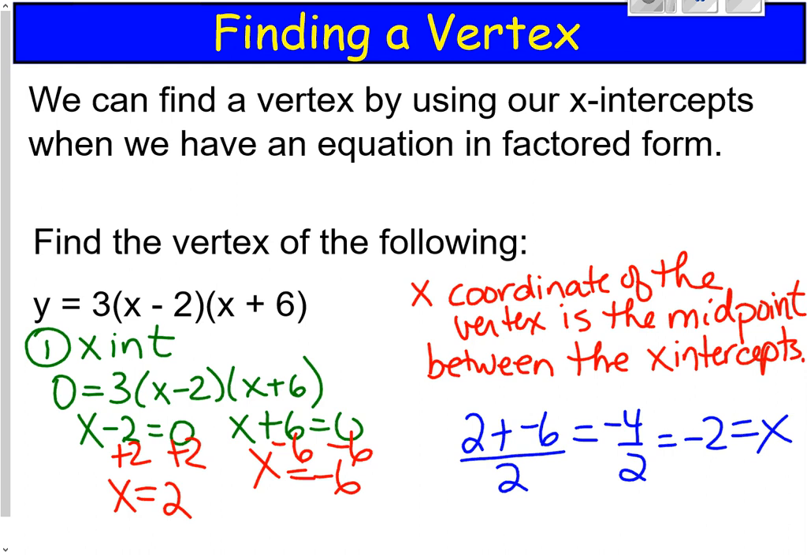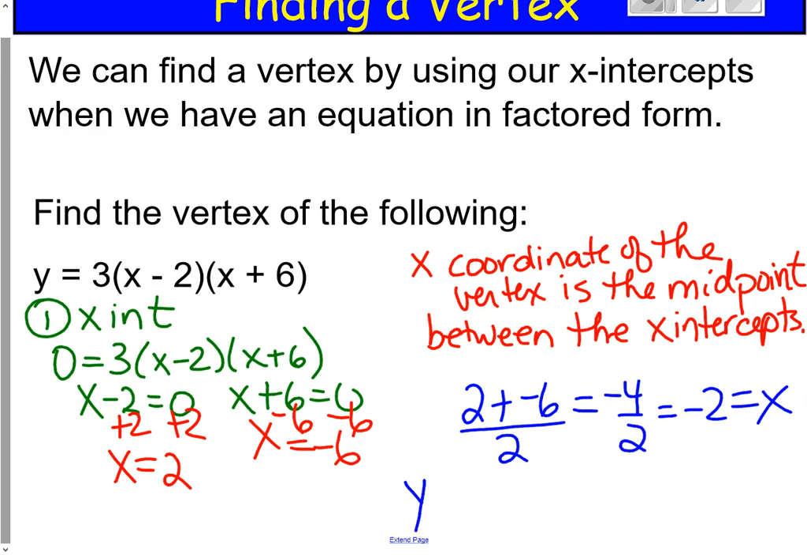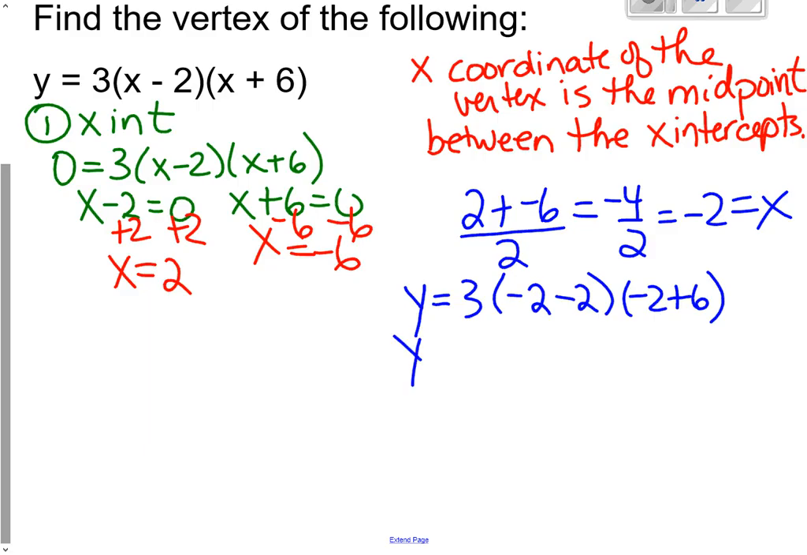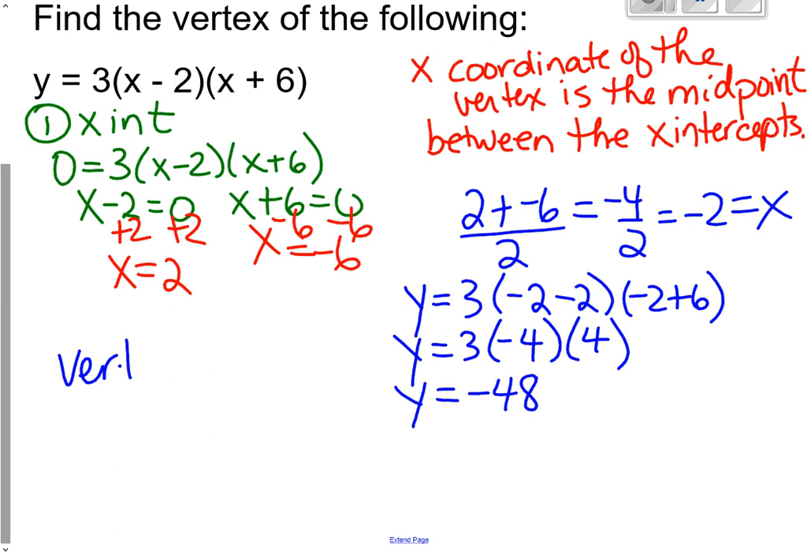In order to figure out the y-coordinate of your vertex, you're going to have to take that value and sub it into your equation wherever there is an x. So y equals 3, bracket, negative 2 minus 2, bracket, negative 2 plus 6. Okay. Negative 2 minus 2 is negative 4. Negative 2 plus 6 is a positive 4. 3 times negative 4 is negative 12. Negative 12 times 4 is negative 48. So my vertex is at negative 2 comma negative 48.